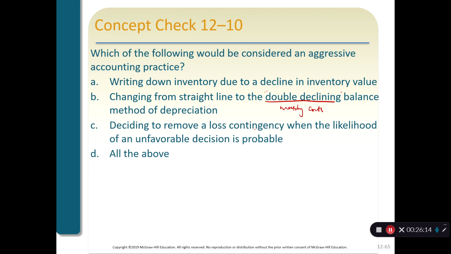Deciding to remove a loss contingency while the likelihood of an unfavorable decision is probable. So when the likelihood of the litigation or loss contingency is probable, it's very important that you recognize it, not reason it out, not find excuses not to recognize that contingency.